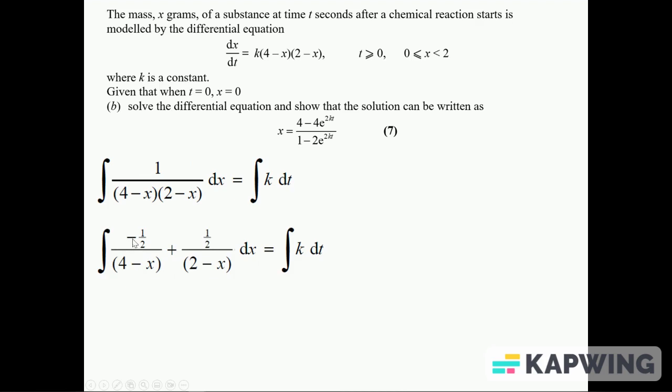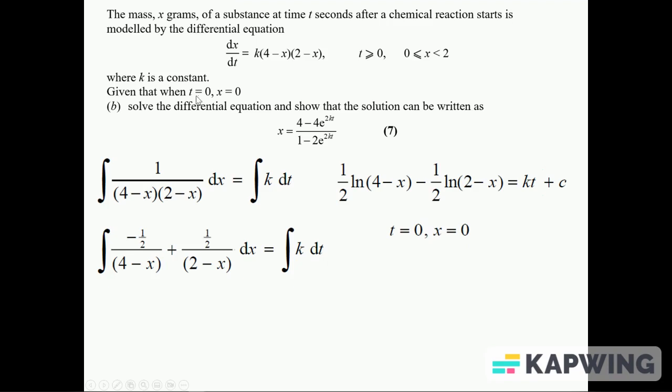This term here, well, I've got a minus there. If I do the ln of 4 minus x, if I differentiate that, I do get a minus on the top. So this one is just going to be a half of ln (4 minus x). If I differentiate this, I will have a half times 1 over (4 minus x) multiplied by minus 1, which does give me this. This one, though, if I do the ln of 2 minus x, I get minus 1 over (2 minus x). So if I integrate this, it needs to be minus a half ln (2 minus x). The other side is just a constant, just a number, so it's going to be kt, and then I need a constant on the right hand side.